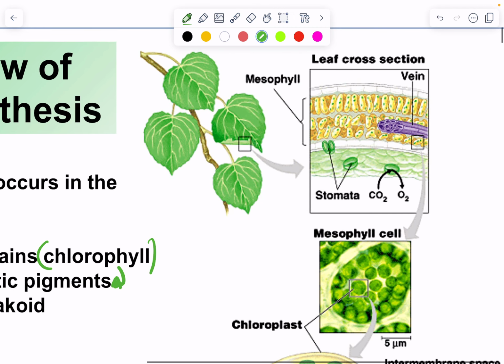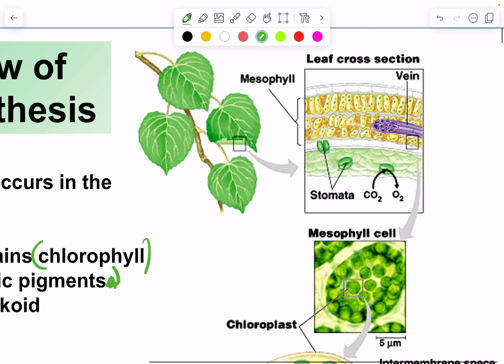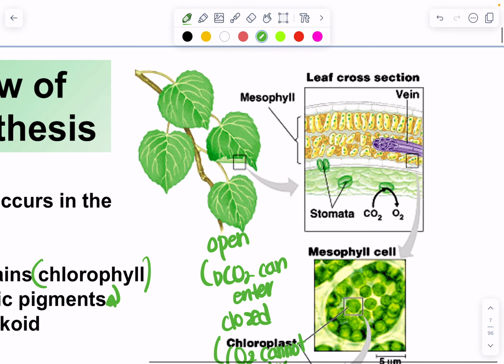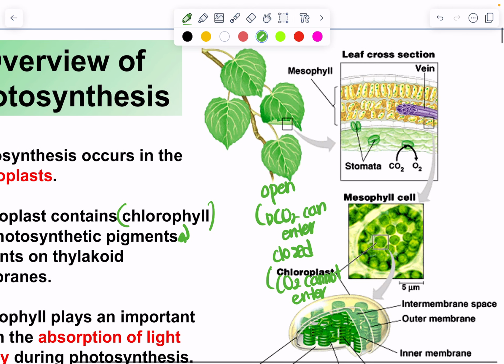This is the stomata. So when it's open, then CO2 can come in and O2 can be released. But if it's closed, CO2 cannot enter. Alright, so mostly chloroplasts you can find in mesophyll cells.